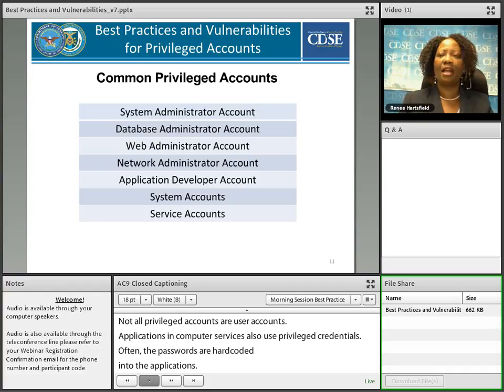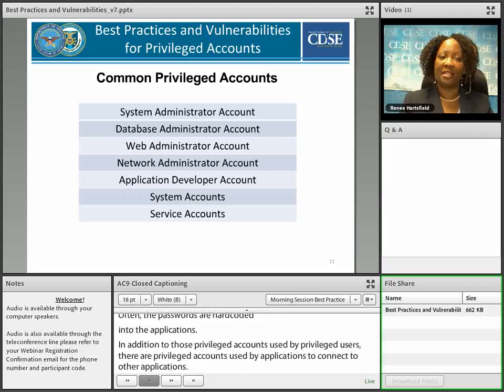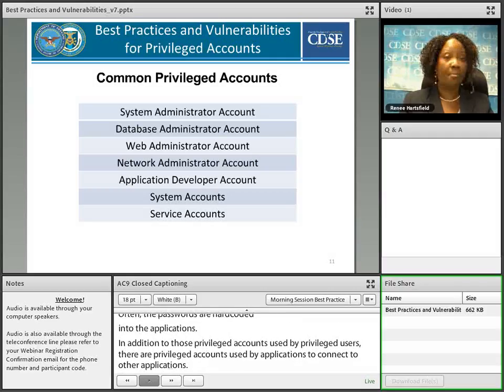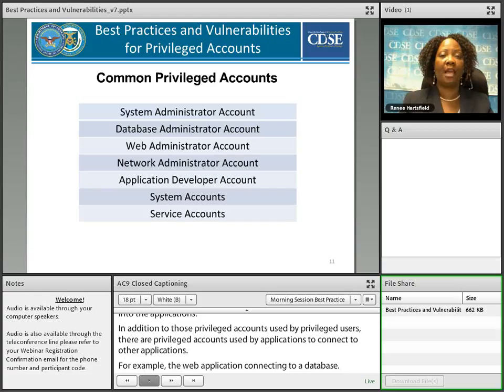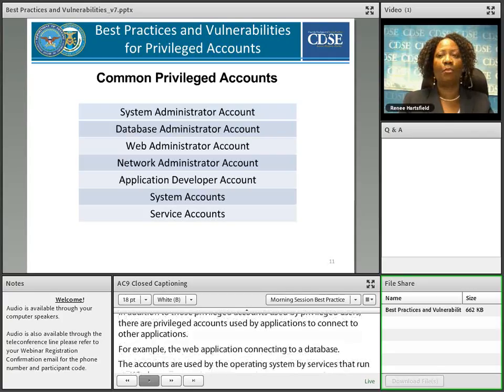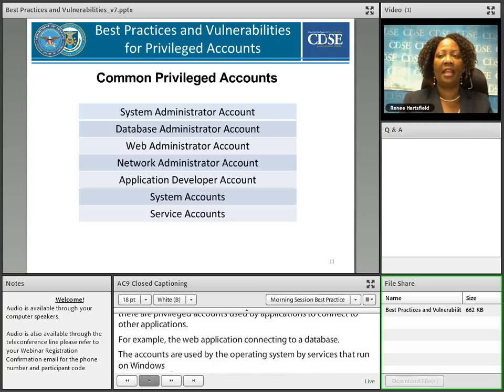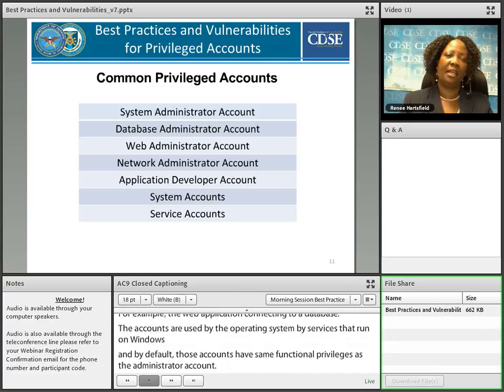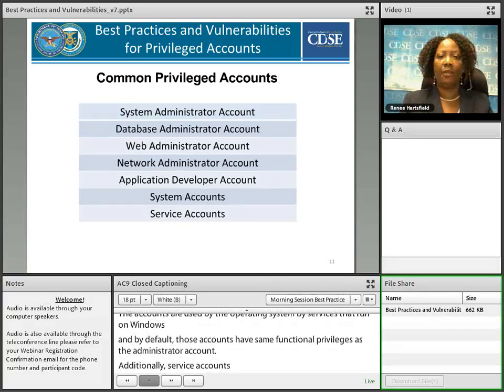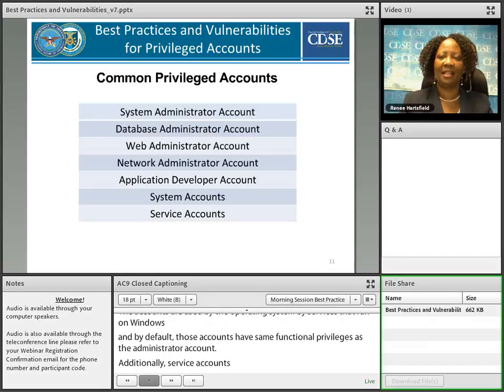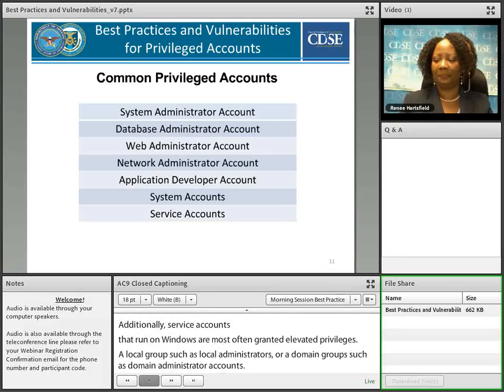System accounts are used by the operating system and by services that run on Windows. And by default, those accounts have the same functional privileges as the administrator account. Additionally, service accounts that run a Windows service are most often granted elevated privileges. This could be a local group such as local administrators or a domain group such as a domain administrator's account. Due to this high-level privilege, we need to ensure that these accounts are protected in case of an attack against them.